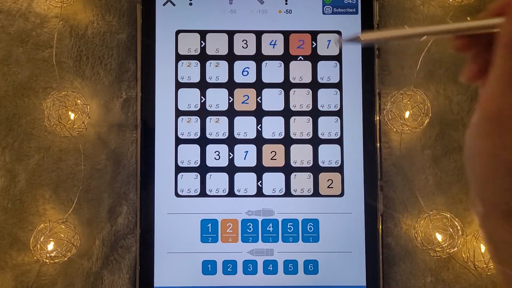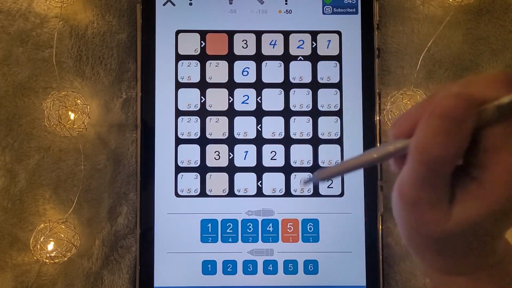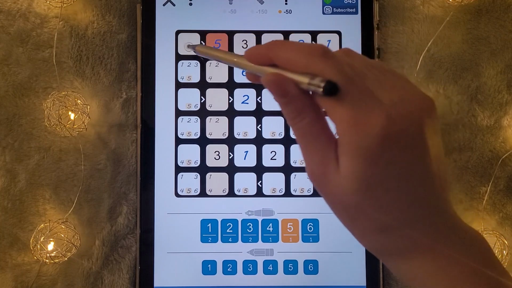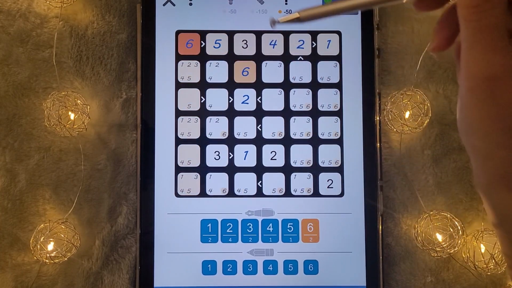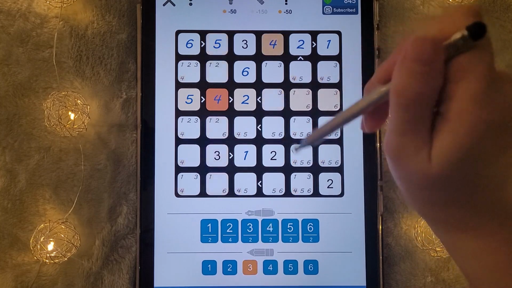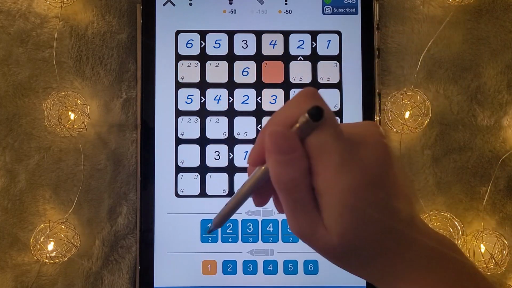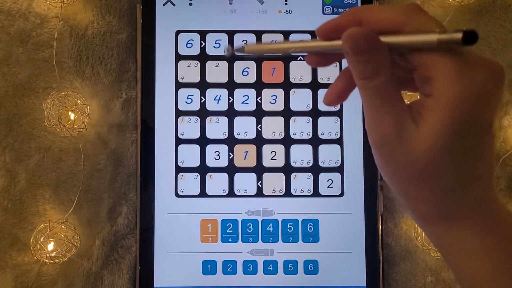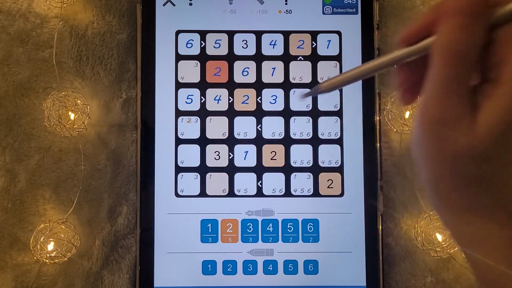That has to be a 2. This has to be a 5. And this has to be a 6. And then now quite a lot of single digits have popped up. So I'm just going to walk my way through filling those in.